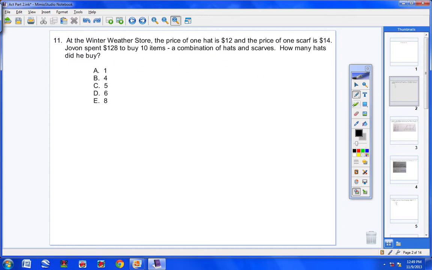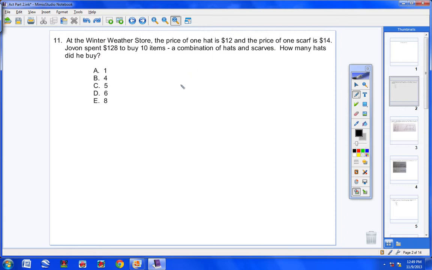Now, this is like a previous problem we did in part 1, in which we have 2 unknowns. Let me pause right there and say, I know that it's just asking how many hats did he buy. I get that, but really it's 2 unknowns. We're dealing with hats and scarves. So right away I notice we're dealing with 2 unknowns, and so I'm going to need 2 equations here, just like the problem we did in video part 1, okay?